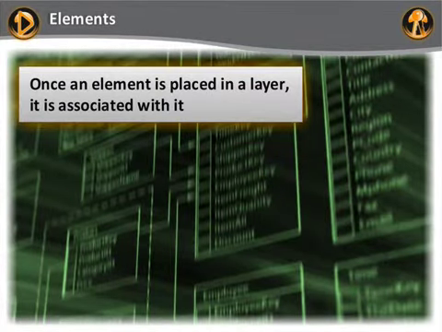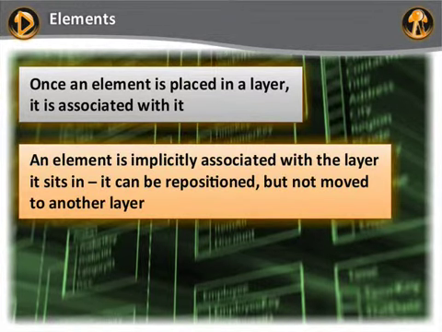Once an element has been placed within a layer, it becomes associated with it. This means it has its first relationship. An element in a layer is implicitly associated with that layer. Elements can be repositioned within a layer, but they cannot be moved to another layer. A system element can never become a piece of hardware. An application can never become a business process.